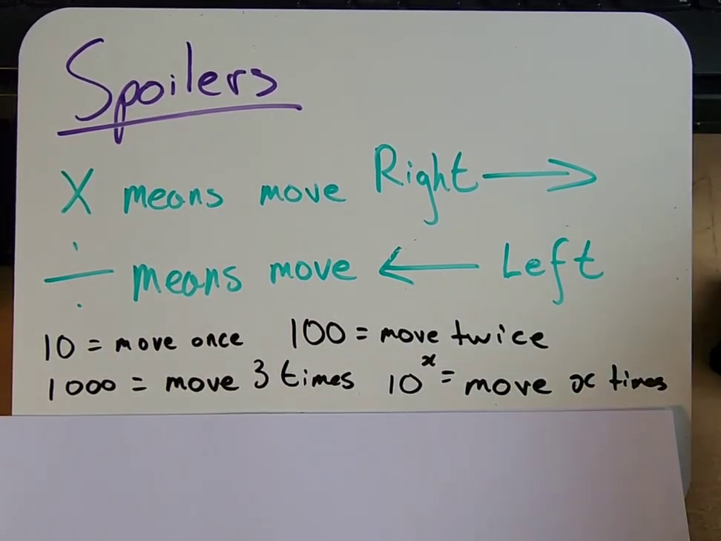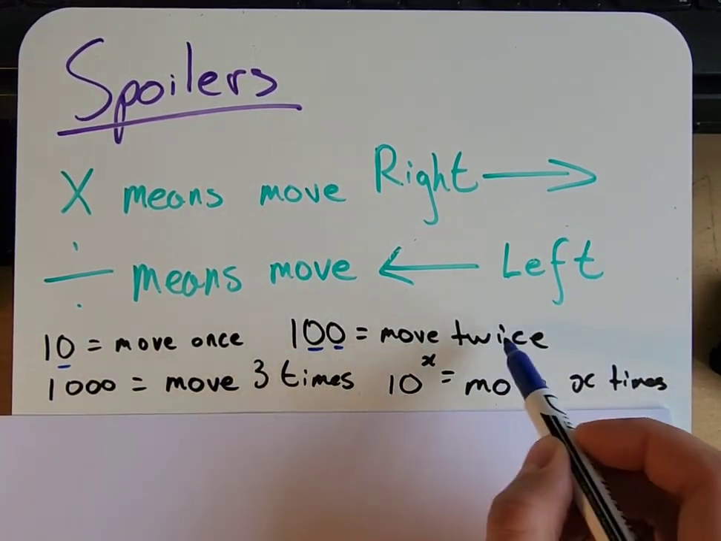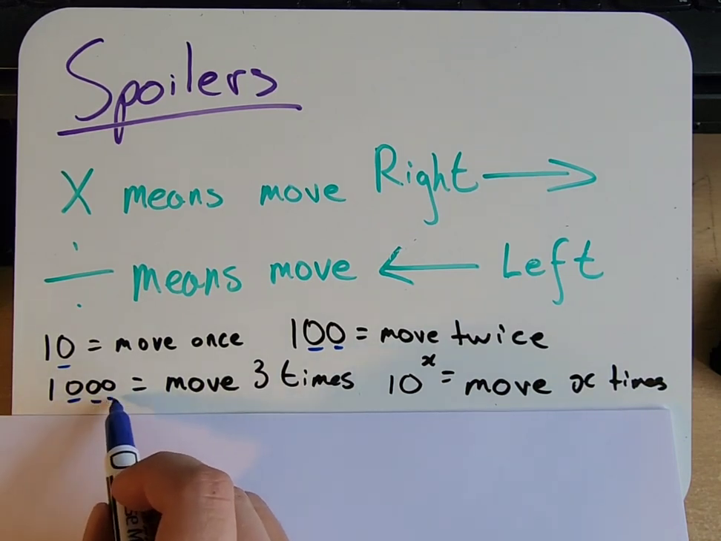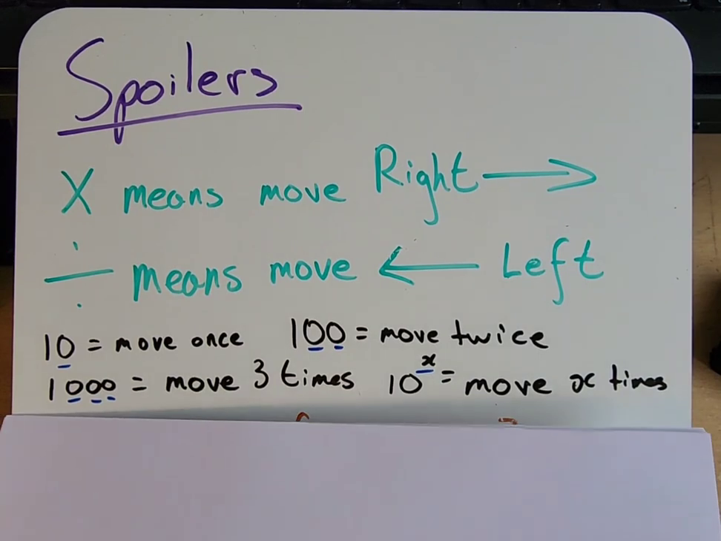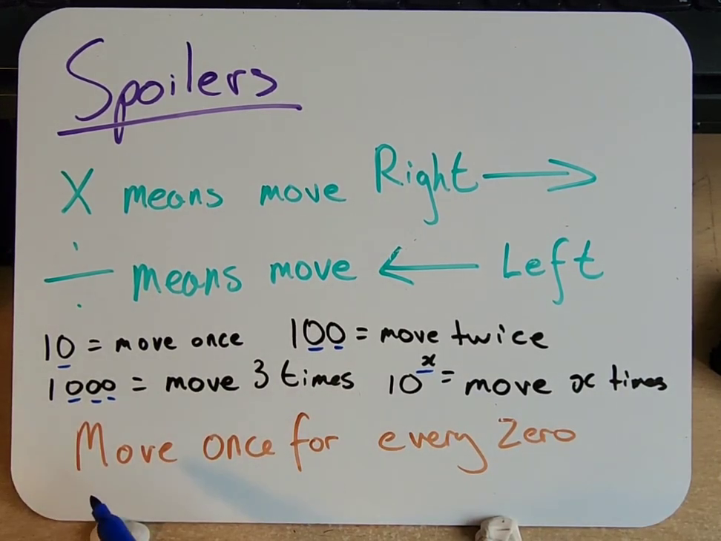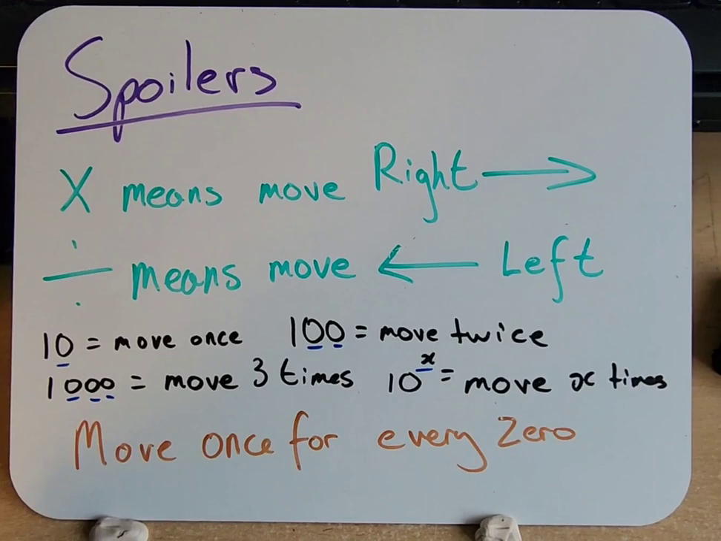And the reason being is 1 zero, 2 zeros, 3 zeros, x zeros means you move x times. You want to move once for every 0. I advise a lot of students to make posters, so you might want to screenshot and make yourself just a really quick poster of this information.